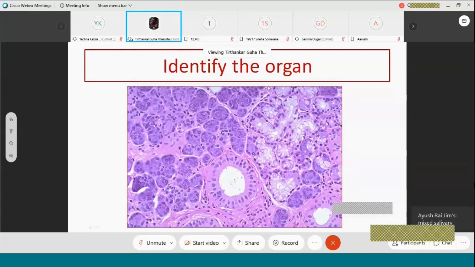This kind of a structure is typical of salivary glands. Now we know there are three main salivary glands. The parotid, the submandibular and the sublingual differ in the composition of the nature of the gland. In the submandibular gland, there are almost equal amounts of serous and mucinous components. So this is probably the submandibular gland.